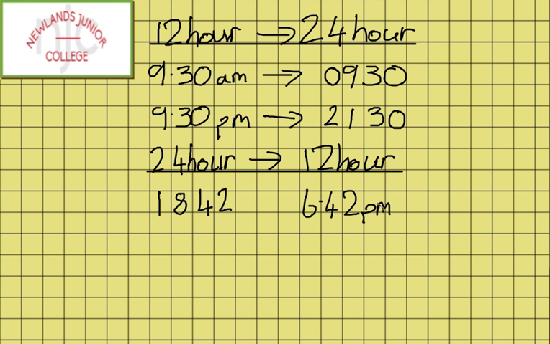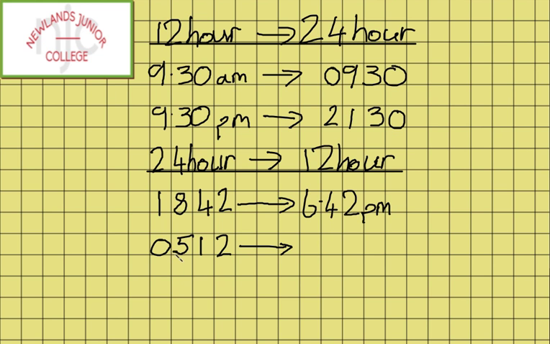How do you know it's PM? Any time that the digits here, the 1 and the 8, if it's more than 12, then you know automatically that it's PM. Automatically. Okay, let's look at another example. This time, let's look at 05:12. That's 24-hour. Look at this number here.